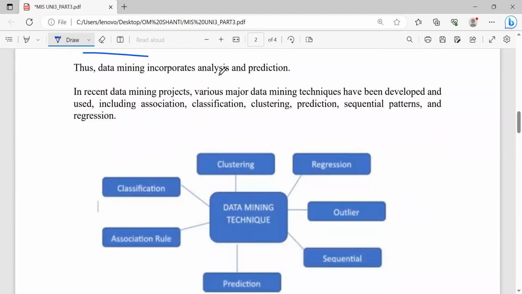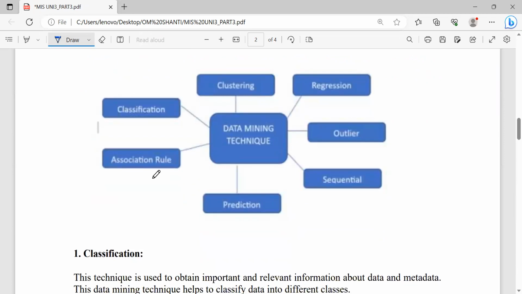Data mining incorporates analysis and prediction. With the help of data mining we can do analysis and prediction. So these are the basic techniques: classification, clustering, regression, outlier, sequential, prediction and association. What are these techniques? These are the techniques for data mining, extracting the information.